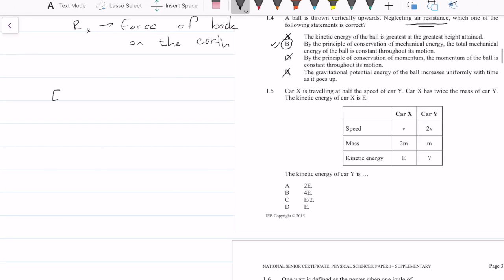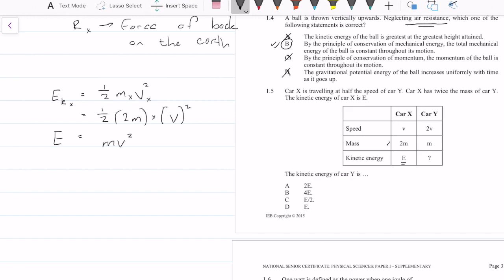So EK for car X is equal to a half mass of X, V of X squared, which is equal to a half. We look at the mass of X is 2m times the velocity of X is just V squared. So we have this. So E, which is this E here, is equal to mv squared.